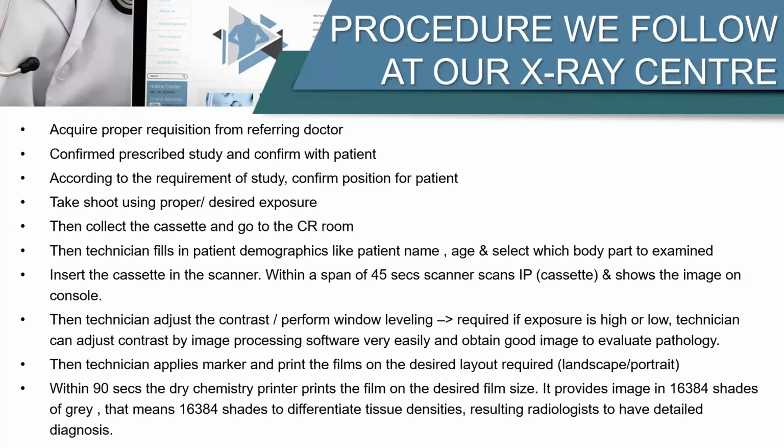The technician collects the cassette and he goes to the CR room, where he inserts the cassette into the digitizer, or what we say is a reader. Then he inserts all the data like patient name, age, body type, and then within a span of 45 seconds after the scanning of the cassette, the image will display on the computer screen, where we can adjust the contrast, sharpness, we can rotate the image, or we can do many more things which are useful for obtaining a good image.